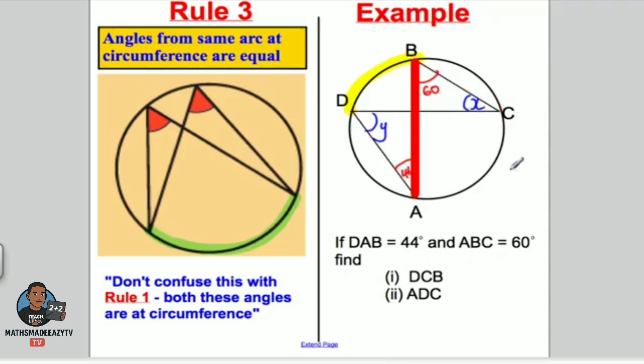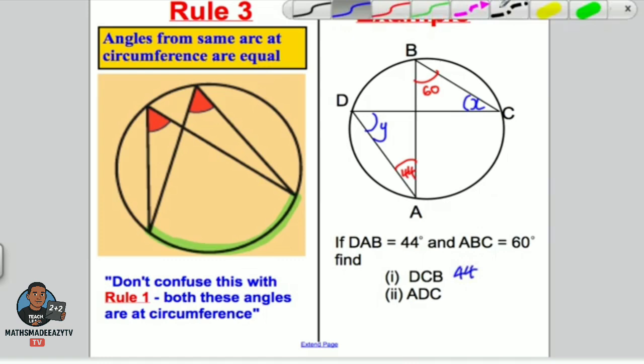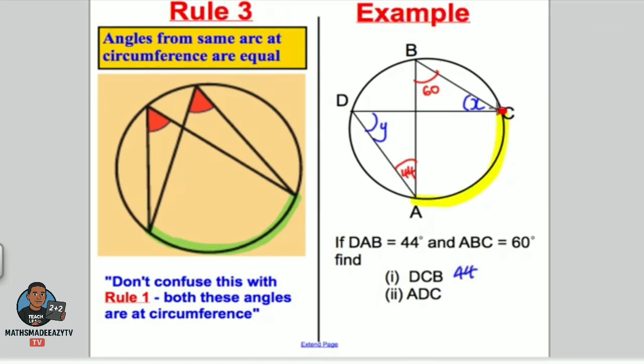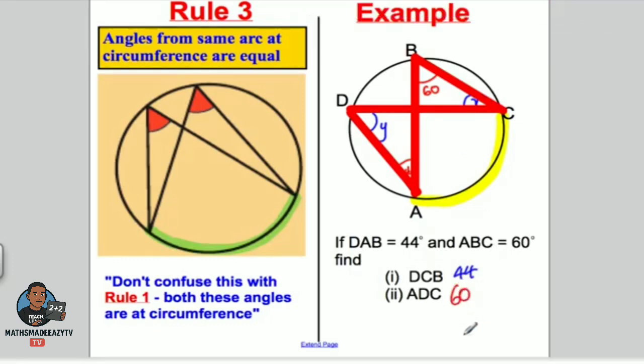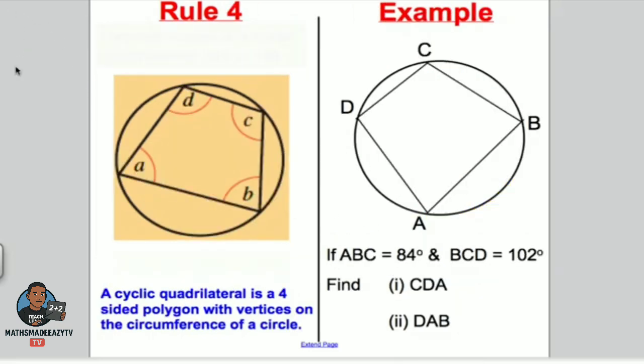So let's remove all this. Then we divide our arc again. We have the arc given here. Then we follow the line down, and we have 60. So from here down to the arc, we have Y to be 60 again. So angle ADC will end up being 60 degrees. Easy. Now let's move on to rule 4.